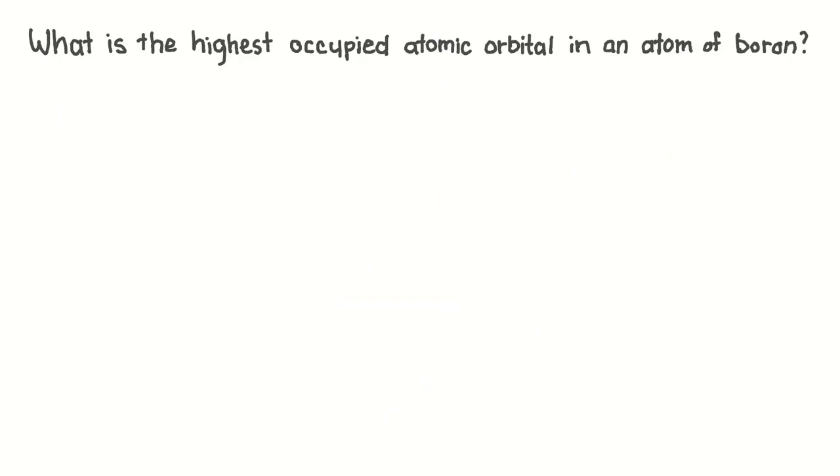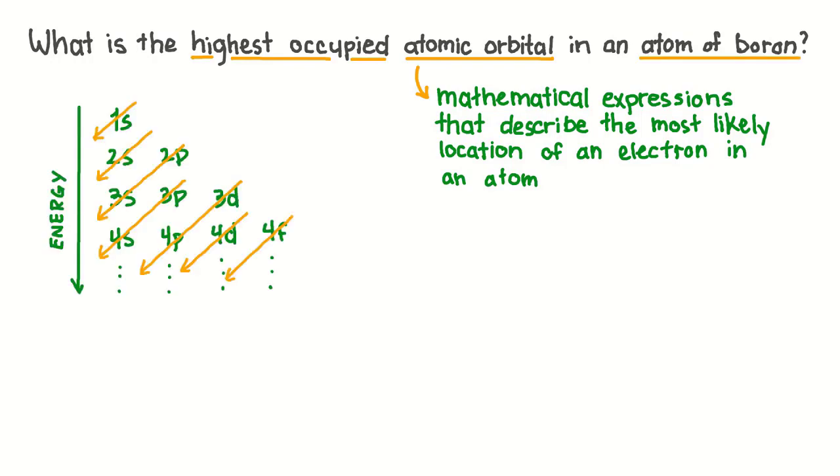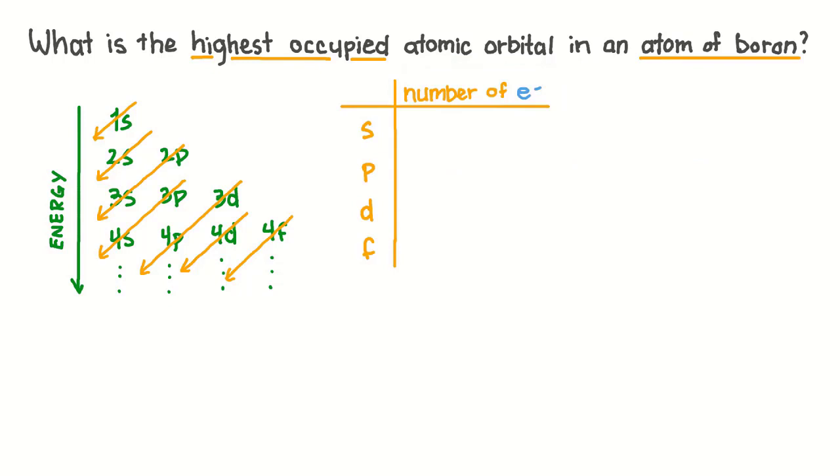What is the highest occupied atomic orbital in an atom of boron? Atomic orbitals are mathematical expressions that describe the location of an electron in an atom. In this question, we need to determine the highest occupied atomic orbital in an atom of boron. In an atom, electrons fill atomic orbitals in order of increasing energy, which is summarized by this diagram. The different subshells hold a different maximum number of electrons. The s subshell can hold a maximum of 2 electrons, the p subshell a maximum of 6, d 10, and f 14. Atoms of boron have 5 electrons.